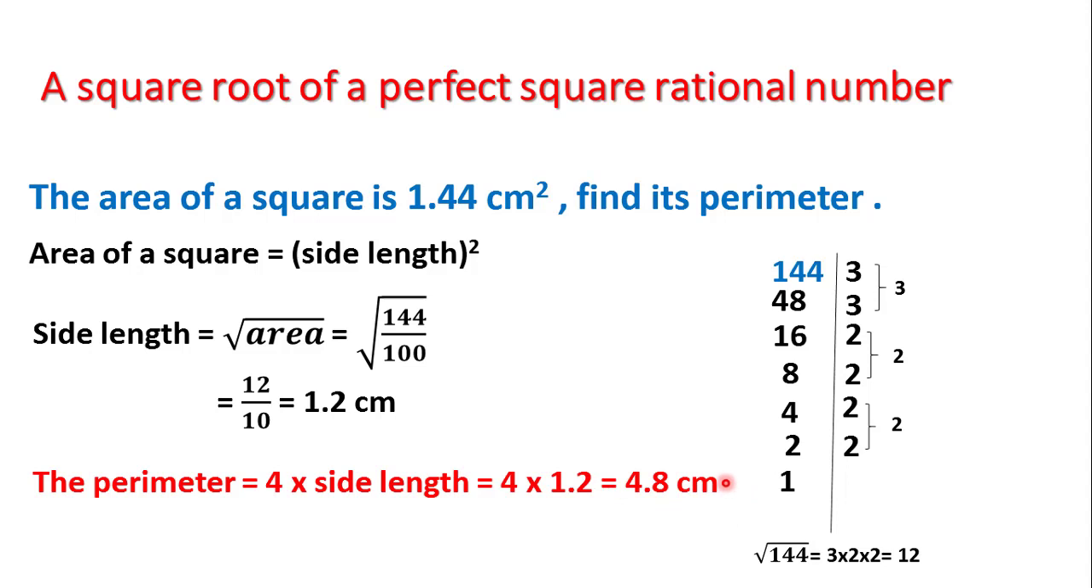Okay, as you can notice, the unit of area is centimeter squared. The unit of length or perimeter is centimeter.